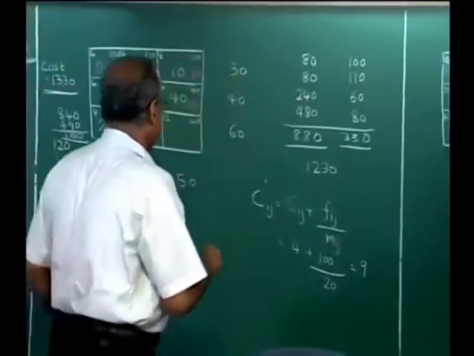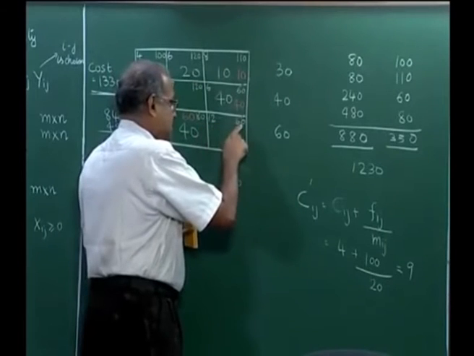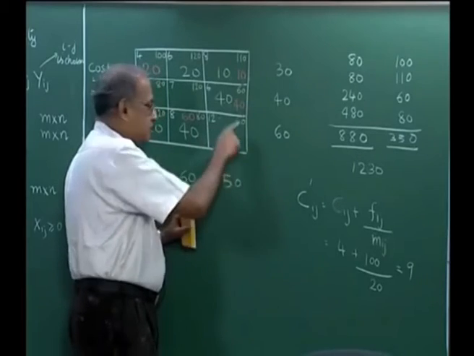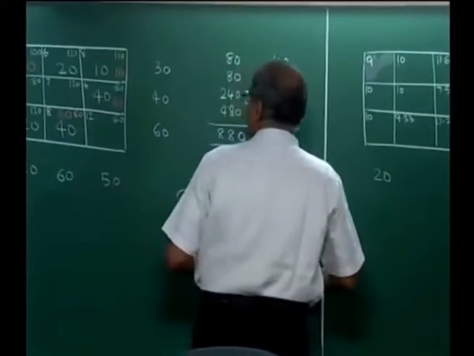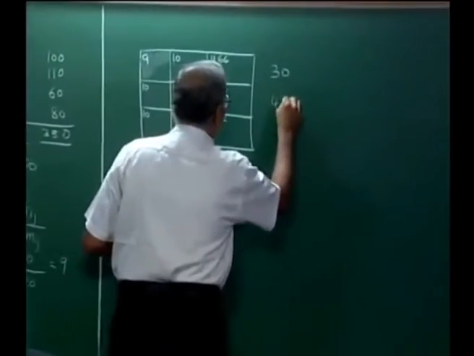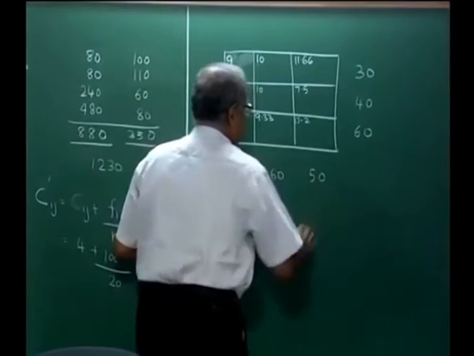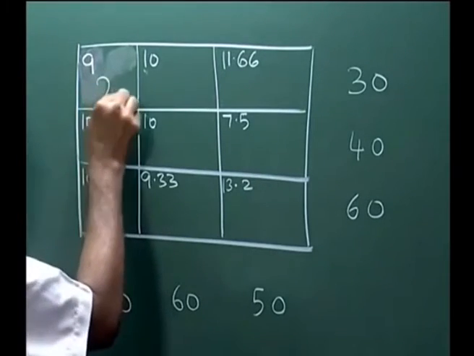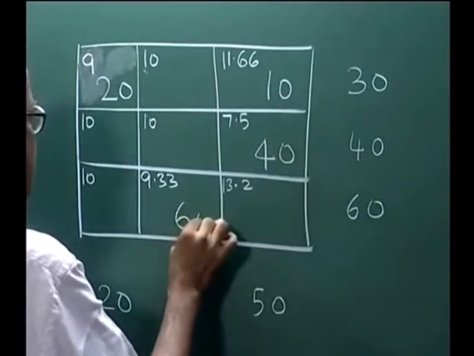So, let me again explain this 13.2. The 13.2 would come as 12 plus 60 divided by the minimum of these two. So 12 plus 60 by 50, 12 plus 1.2, which is 13.2. Now we can solve a transportation problem with 30, 40 and 60 and 20, 60 and 50. So this becomes the normal transportation problem, and when we solve that transportation problem, we would get a solution which is 20, 10, 40 and 60.